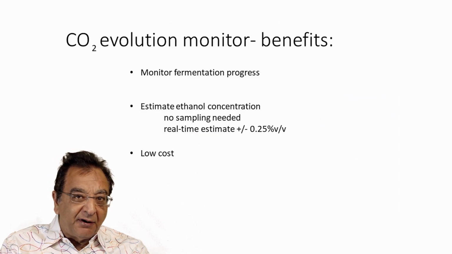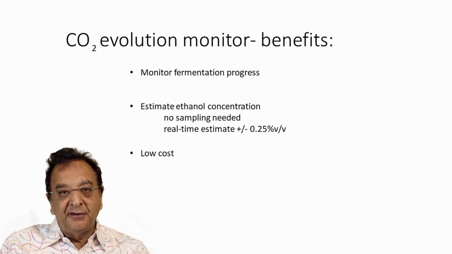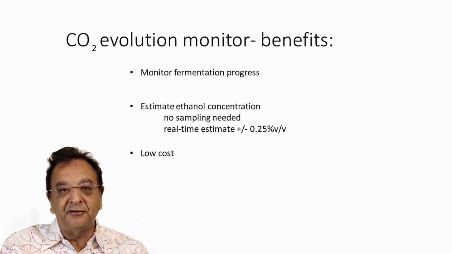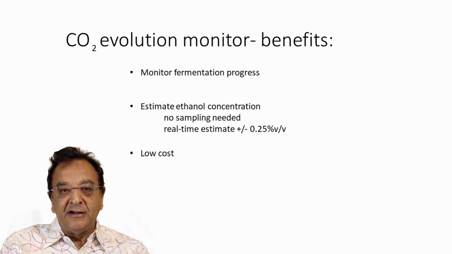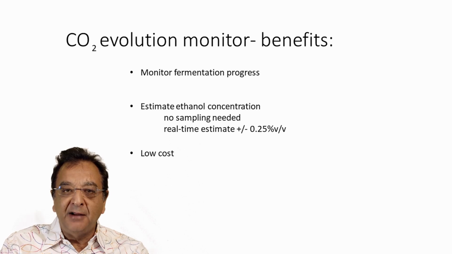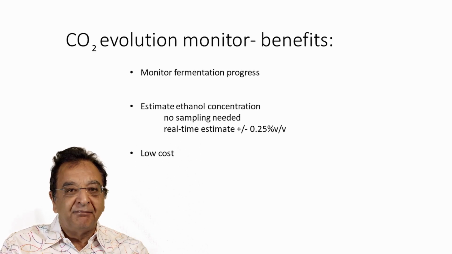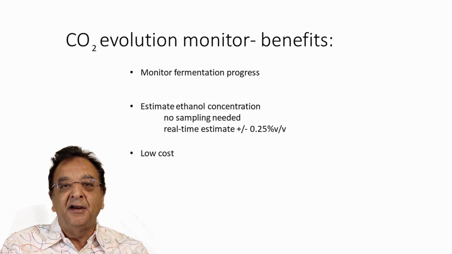So, just to summarize the topic today, great benefits in monitoring CO2 evolution. And in our system, it's free because everything comes out of a single vent, and we can measure that gas precisely. So we can monitor fermentation progress, we can estimate the ethanol concentration, there's no sampling needed, it's real time, you can see it on your app from anywhere, about 0.25% volume by volume is the accuracy, and it's low cost, you know, a couple of $100 to $300, very, very affordable product from GOfermentor.